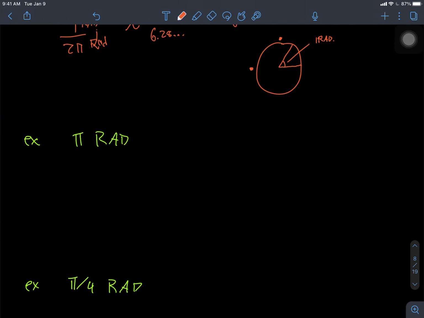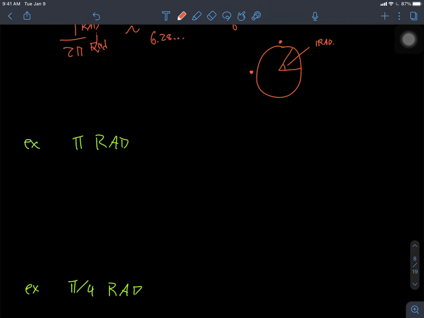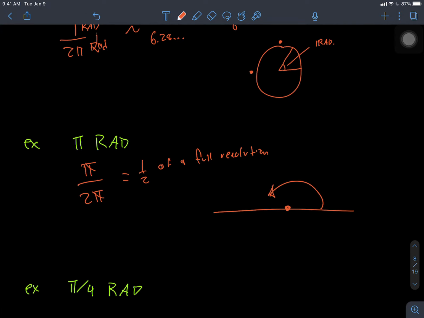So how about pi radians? Well, I can think of this again as a portion of a full revolution. I know 2 pi is 1 full revolution. So I can cancel these pi's, and I would get that this is 1/2 of a full revolution. So what does that look like? Well, it just looks like halfway around a circle, in other words, a semicircle. So pi radians turns out to be 180 degrees, which makes sense because 2 pi radians is 360 degrees.